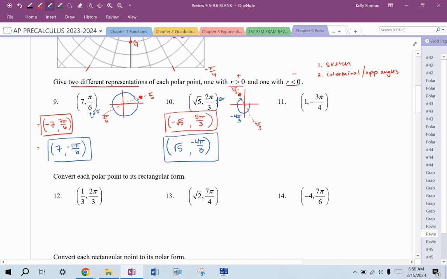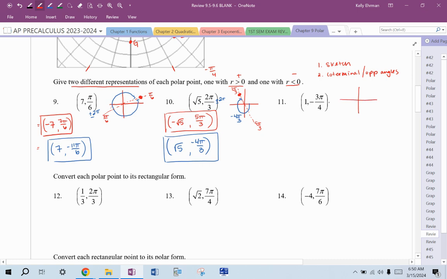If you're not quite as much of a visual person, you have to do the opposite angle thing to get the negative r, but then you can add or subtract 2 pi to the positive angle and you'll get another answer. Or to the angle with the positive r, excuse me, and you'll get another answer.